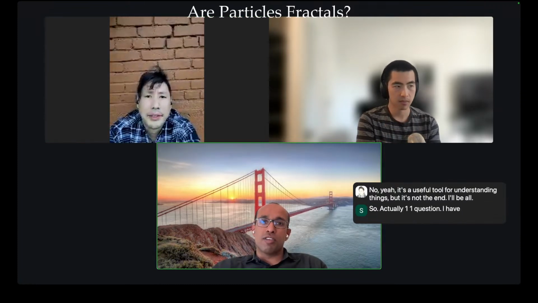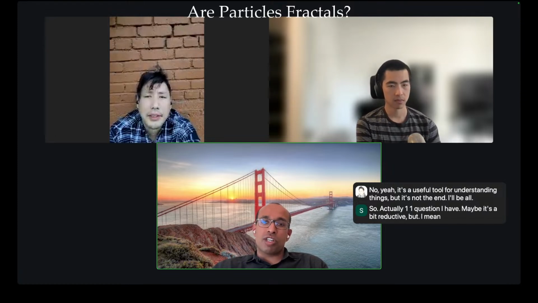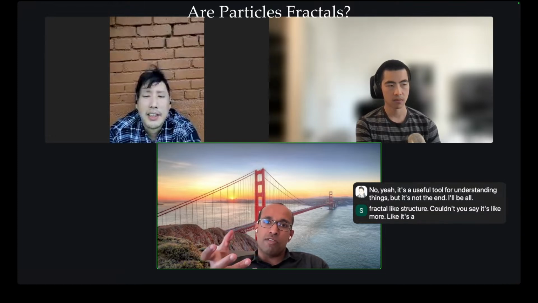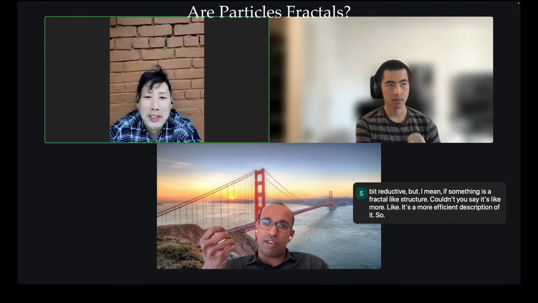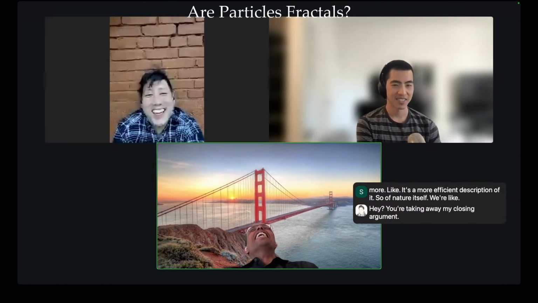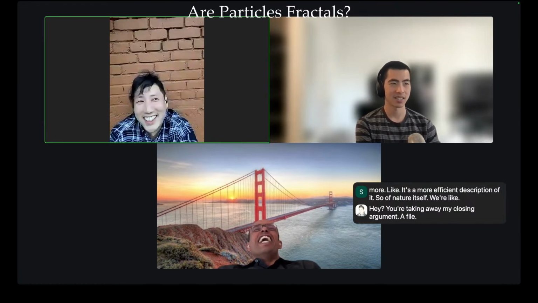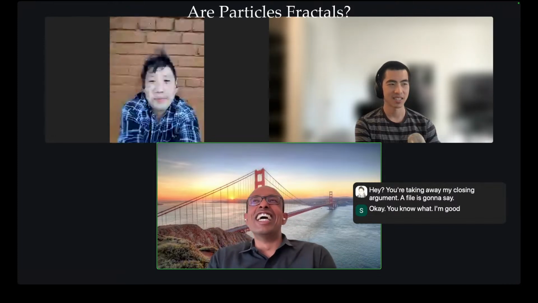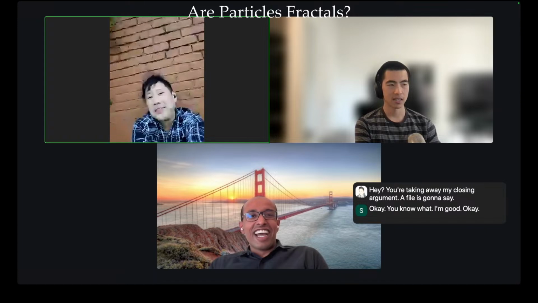So actually, one question I have, maybe it's a bit reductive: if something is a fractal-like structure, couldn't you say it's a more efficient description of nature itself? Hey, you're taking away my closing argument. Oh, that's what I was gonna say. Okay, you know what? I'm kidding. Okay. Oh, damn. I don't know if I should ask that question anymore. I'm taking your thunder away. I guess. Well, that's okay.